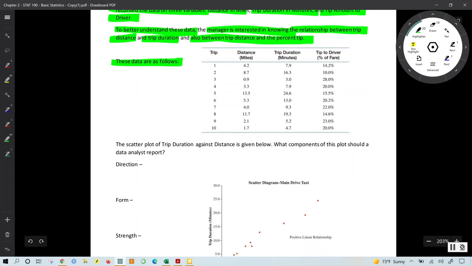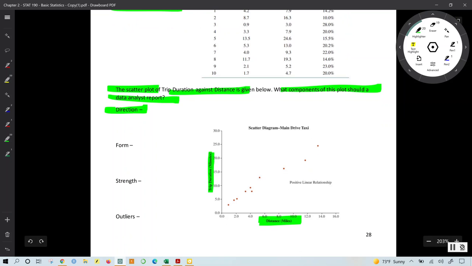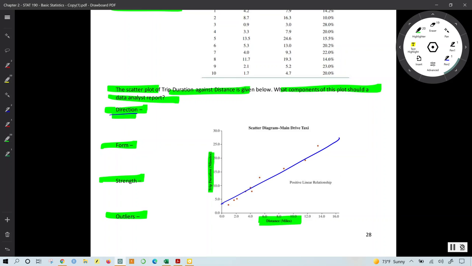And to illustrate a scatter plot, there has been a scatter plot drawn of trip duration versus the distance in miles. So what components of this plot should a good student of statistics or an aspiring data analyst report? Four things: direction, form, strength, and outliers. For the direction, what you might observe is this. And in this case, this indicates a positive direction.